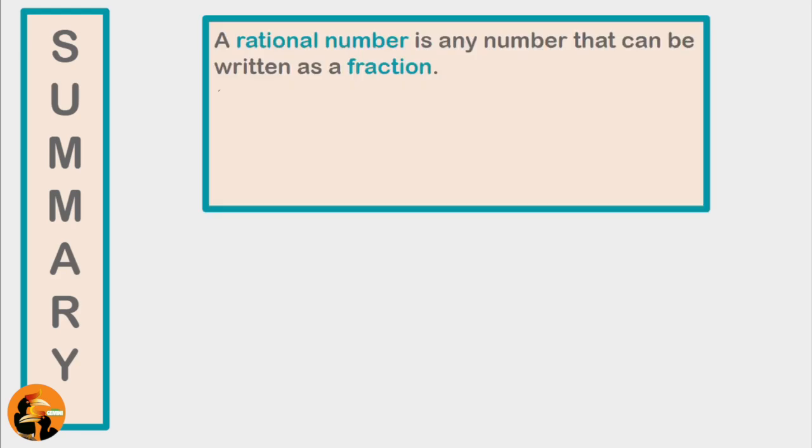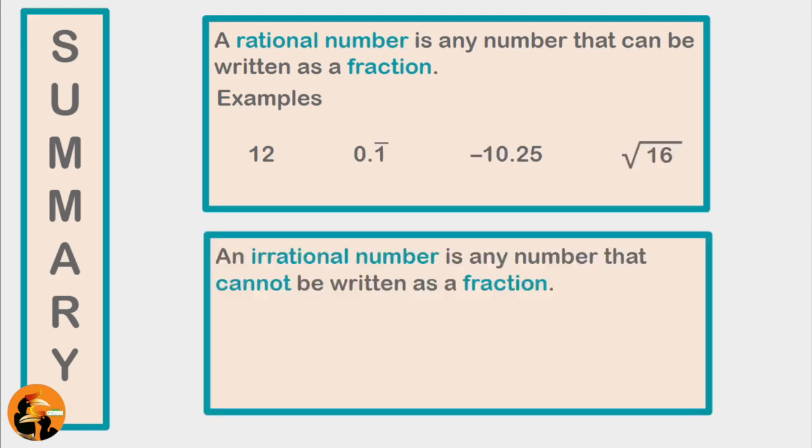Now let's review. A rational number is any number that can be written as a fraction, and that includes positive and negative whole numbers, terminating and repeating decimals, and the square roots of perfect squares. An irrational number is a number that cannot be written as a fraction. The decimal expansion of an irrational number never ends or repeats. Examples include pi and the square roots of non-perfect squares.